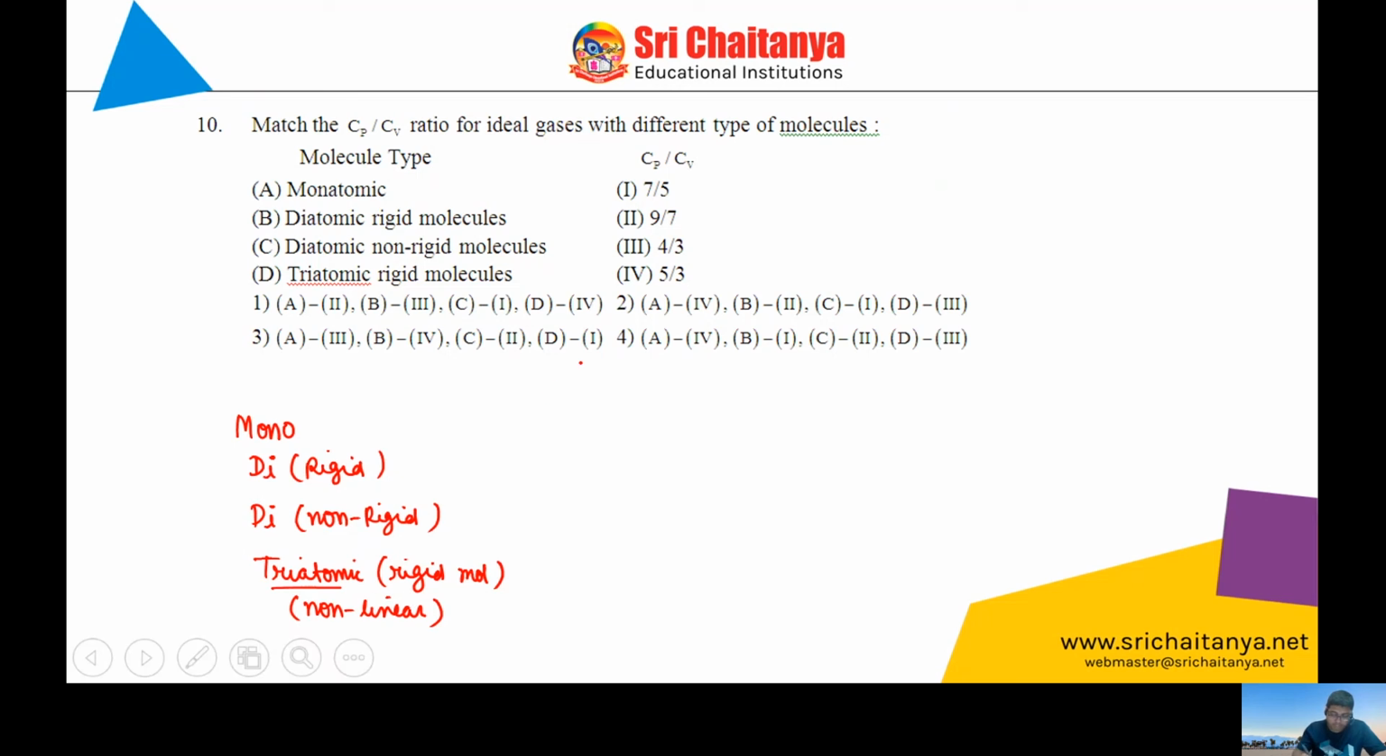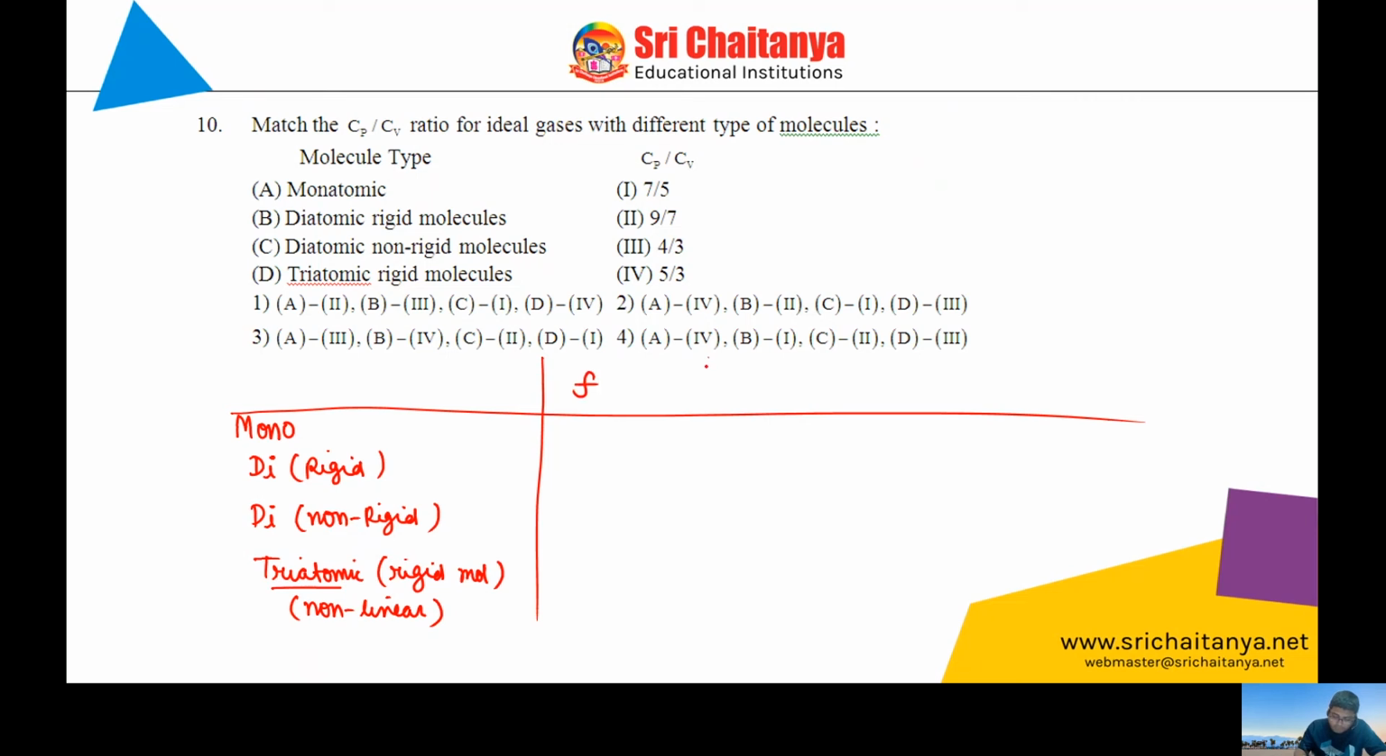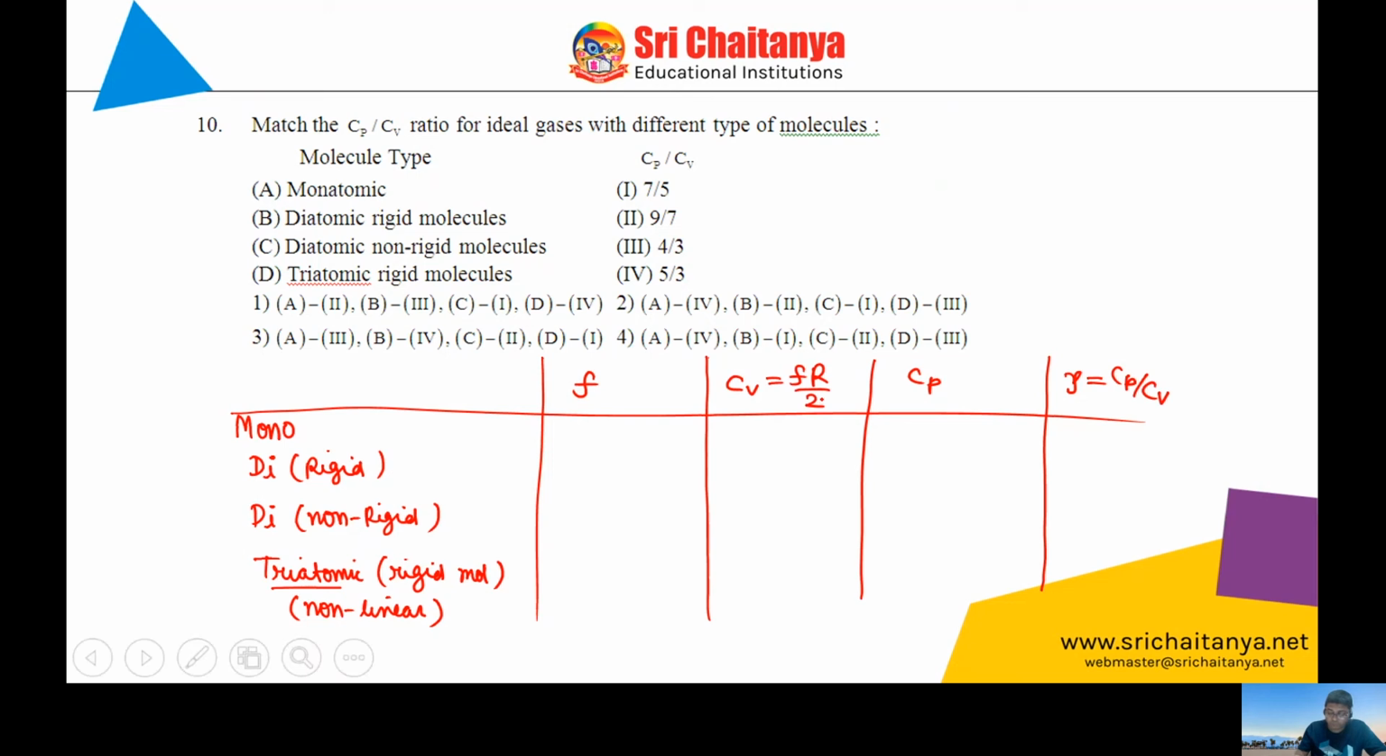And you should realize that we must try to draw a table over here. So here I will write the degree of freedom f, and once f is known to you, it is very easy for us to find out Cv and Cp. And once Cv and Cp are known to us, gamma we can find out, which we have to find out as Cp by Cv, that is required in the question. So once degree of freedom is known to you, Cv will be simply equal to fR by 2, and Cp will be simply equal to Cv plus R.